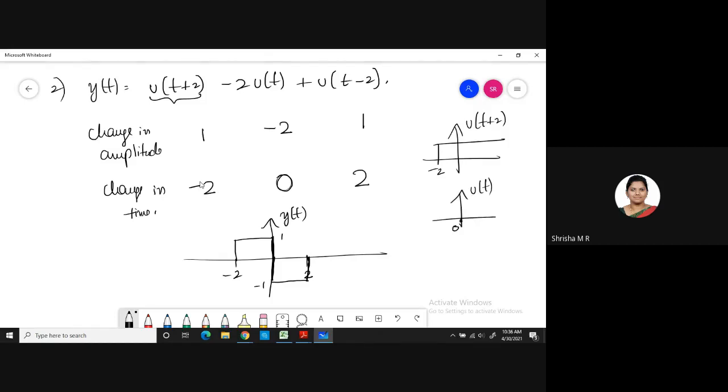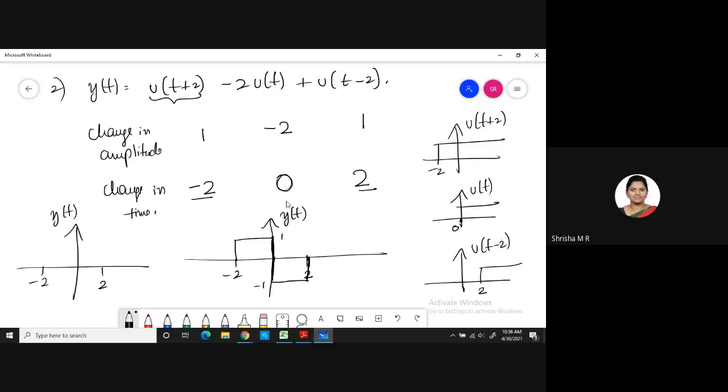Time instant t is equal to 0. Correct? So write that t is equal to 0. And u of t minus 2 will start from, k is negative, so it's right shifting. The signal will start from plus 2. Write that time instant from where the signal will start. Now you try plotting y of t. Where you have change in time, from there to there your signal will exist: minus 2 to plus 2.